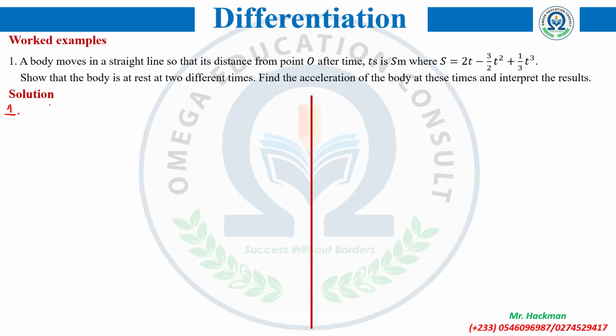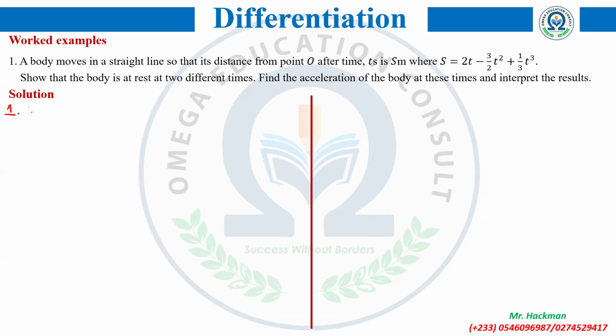The question is 2 in 1. The first part, we need to show that the body is at rest at two different times. So we need to find 2 times that the body will be at rest. The second part of the question is to find the acceleration at the times that we found. So if the first part of the question is wrong, automatically the second part will be wrong. And even with the second part, it's 2 in 1. After finding the acceleration, we don't end there. We have to interpret our result. So quickly, let's go and look at it.